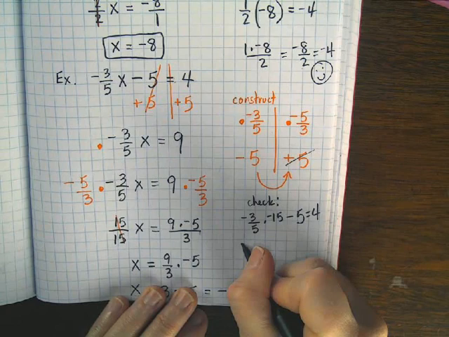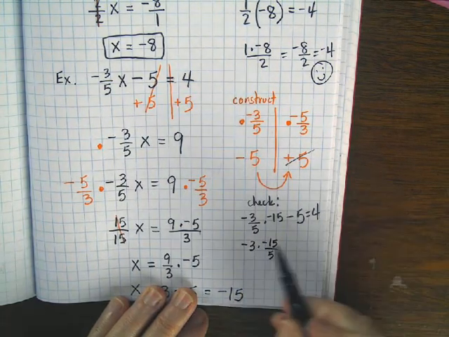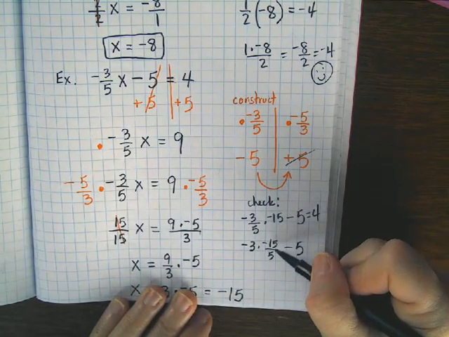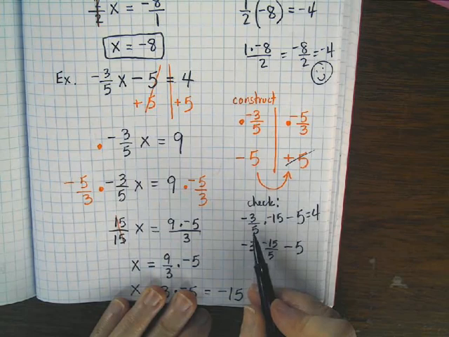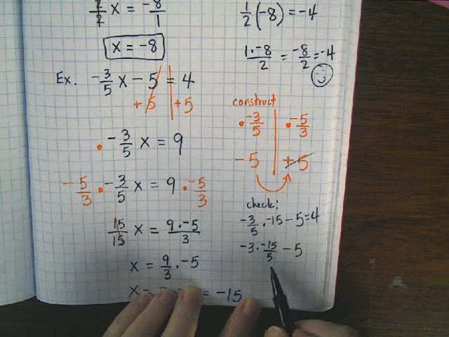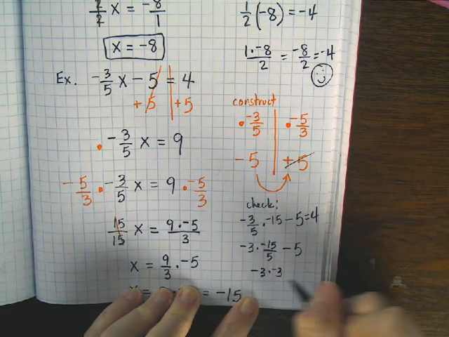I'm going to do negative 3 times negative 15 over 5, and then minus the 5. Because I know what 15 divided by 5 is. See, I just took my denominator and put it under this one. 15 divided by 5, that is negative 3. So I have negative 3 times negative 3, and then minus 5.